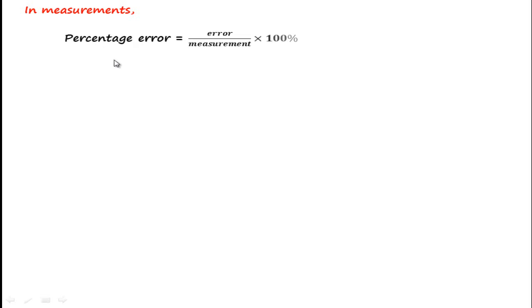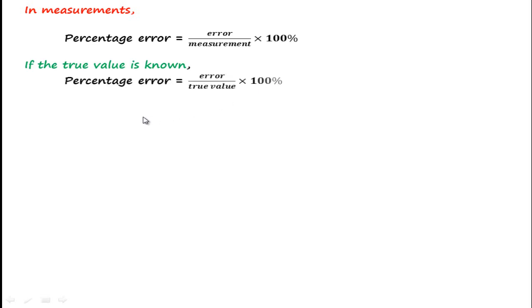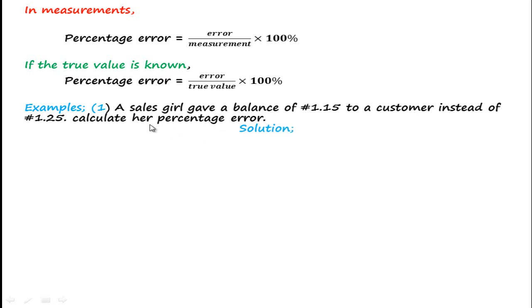Yes, thank you. Now let's go to the formula for percentage error. In measurement we have two. If you just measure it practically, this is the formula. That means percentage error is equal to error divided by the measurement that you measure, times 100. If it is the true value, it's now going to be percentage error equals error divided by true value times 100.